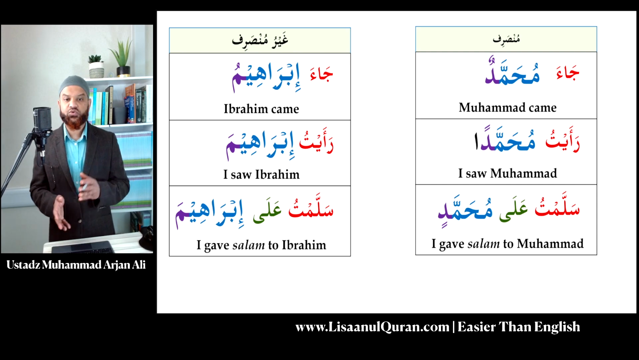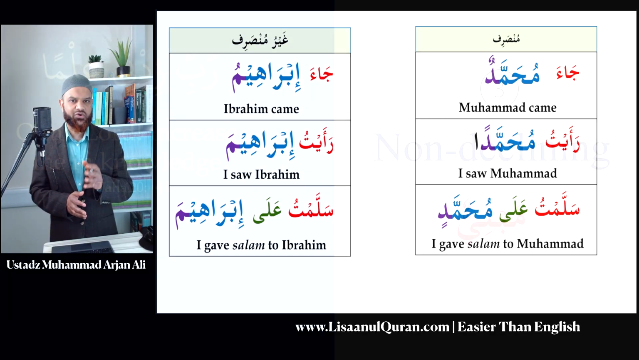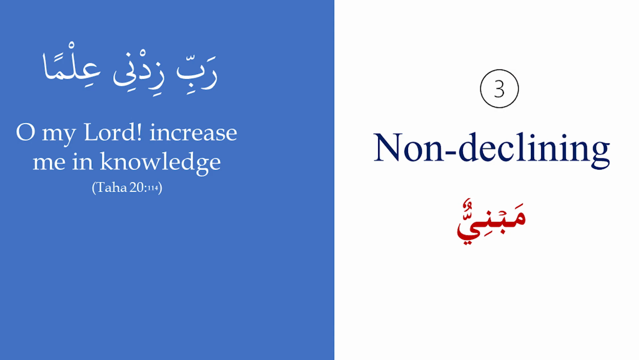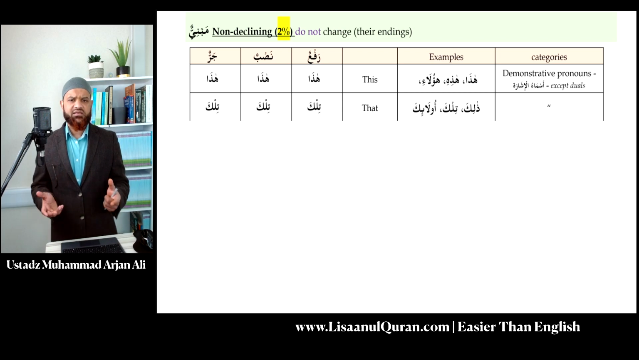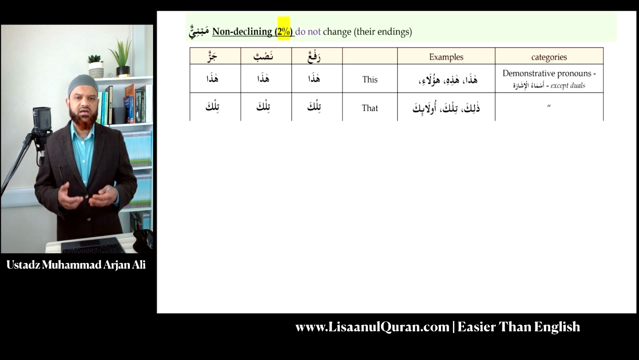Just in case you were confused, what happens? How do you know whether it's nasab or jar? Mabni, non-declining. Mabni means non-declining, meaning basically it does not change under any of the 3 different i'rab. So for example, hadha rafa, hadha nasab, hadha jar. Same thing with tilka rafa, tilka nasab, tilka jar.